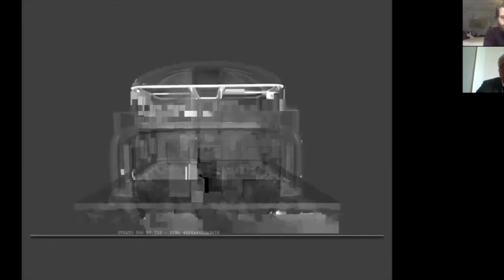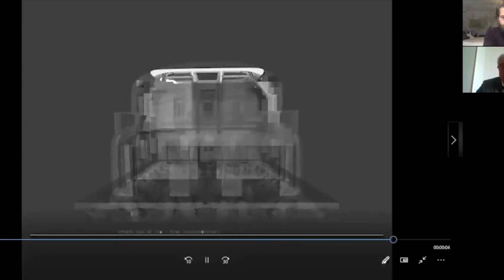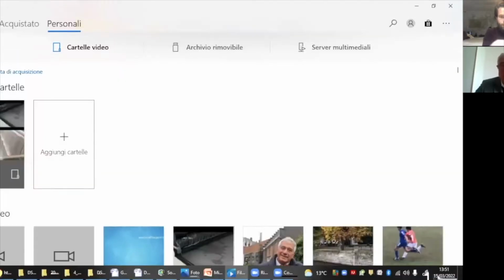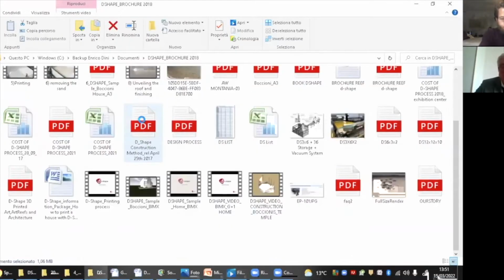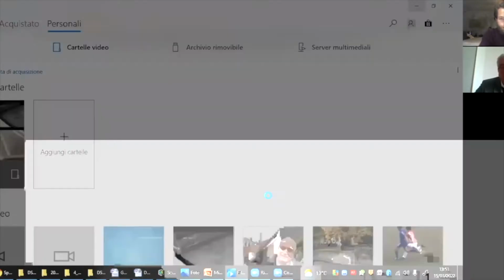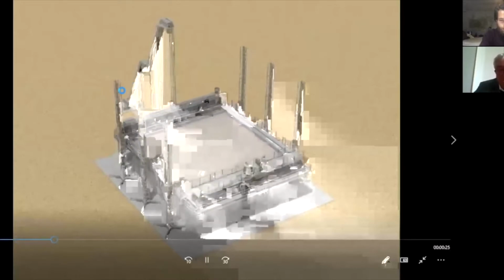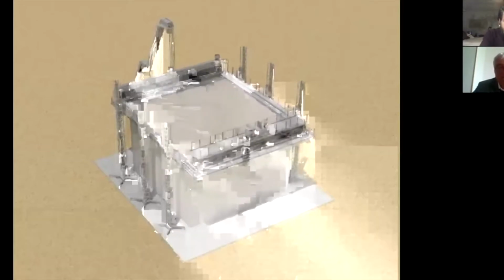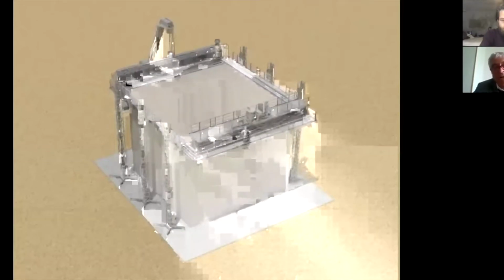And this is the slicing software. And then I show you, these are 100 hours of work. And then I show you an accelerated video of the layering process. It's not exactly the same building, it's another shape.